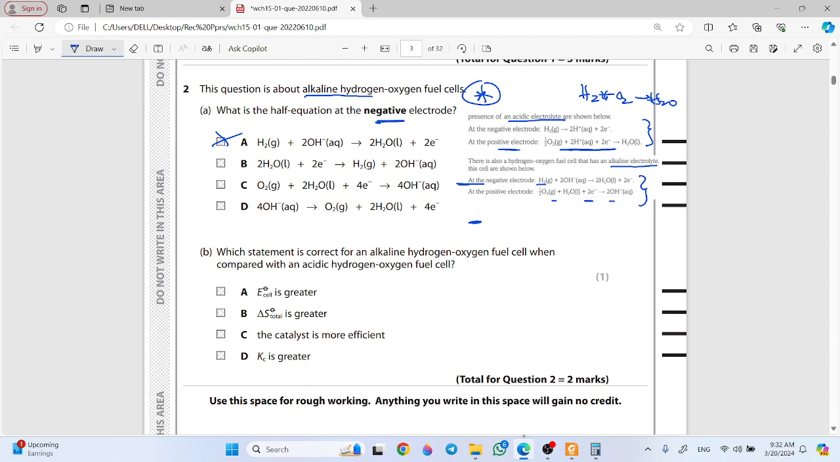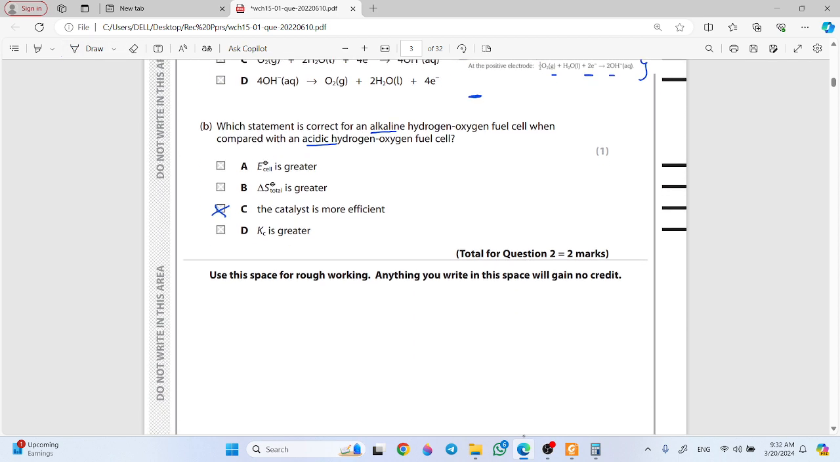And the other one they ask, compared to acidic condition, what is the importance of this alkaline thing? So catalyst, OH minus already there, children. So alkaline fuel cell is much more efficient, right? Okay. Please remember the equations given in the textbook, right?